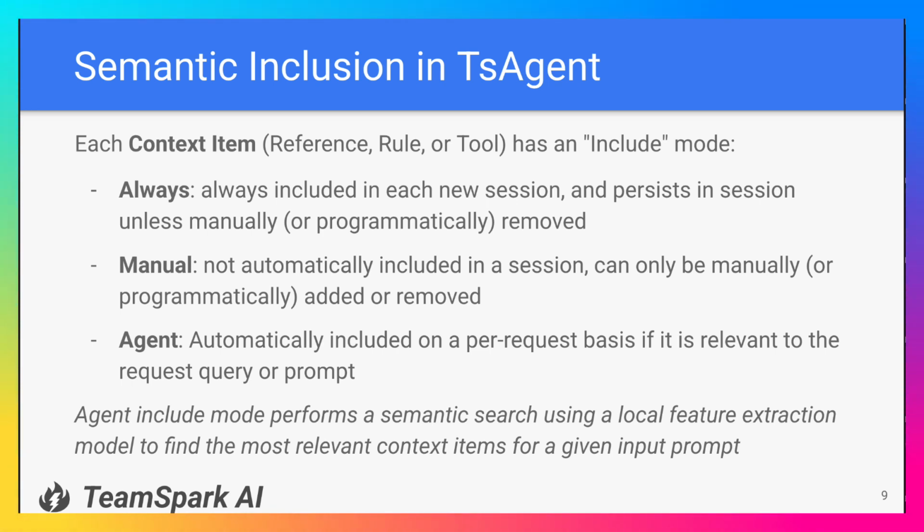So these are things that either are really ubiquitous, every single request needs to know about it, or maybe things that are pretty important but would be hard to semantically match on. So you just want to be on the safe side and include it. So you make those always.